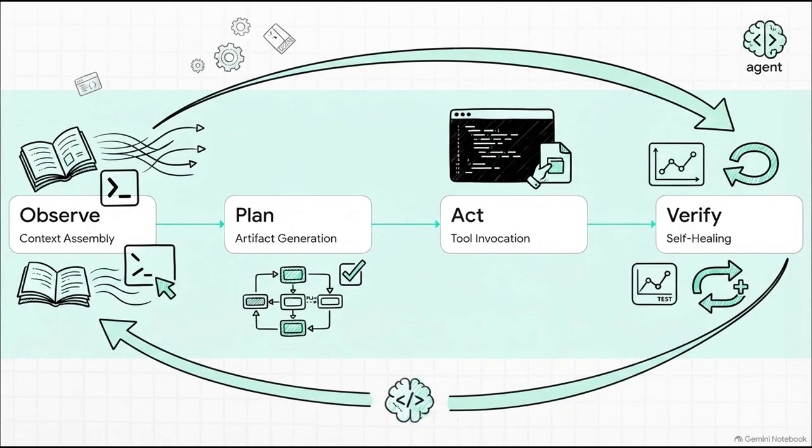You deploy the /goal command. Now, the system doesn't just start aggressively overwriting your files right away. Instead, it triggers this continuous headless loop that's broken down into 4 distinct phases: observe, plan, act, and verify.